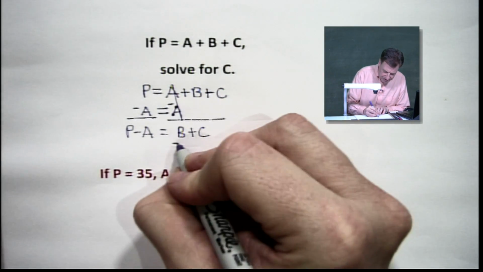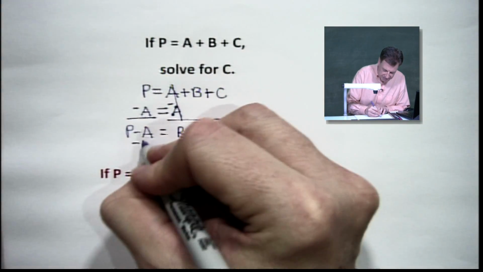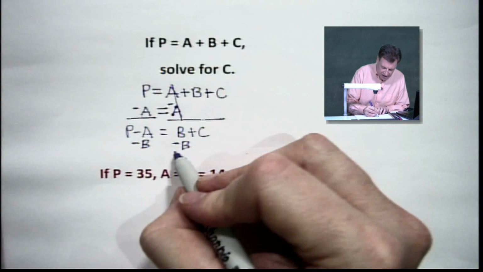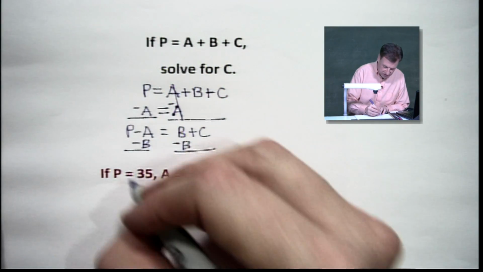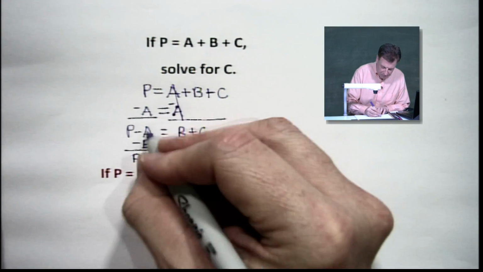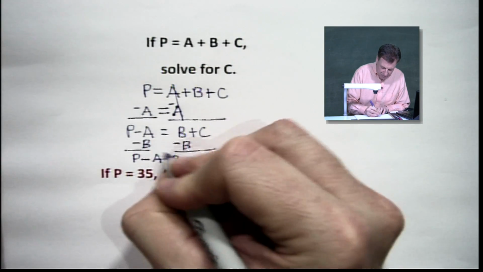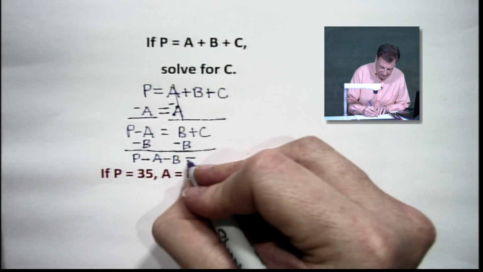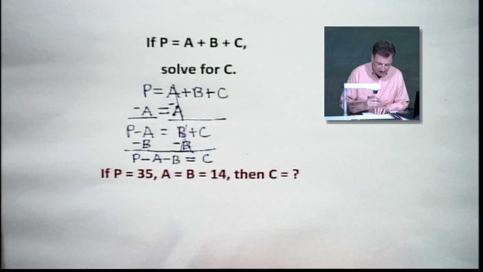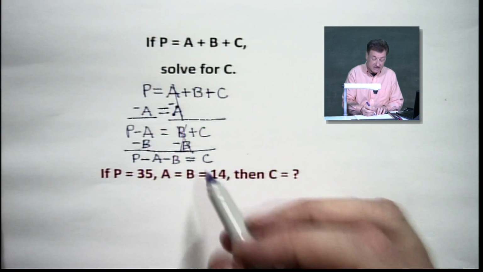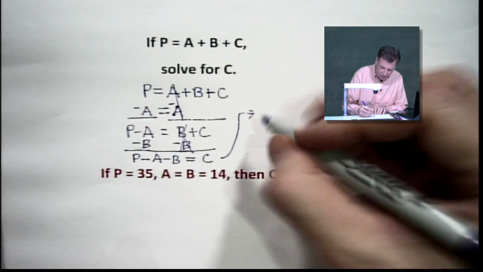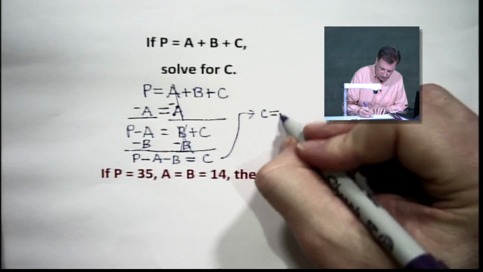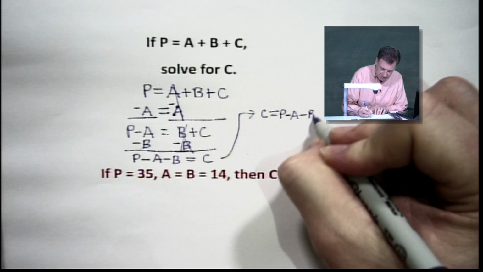Now, let's subtract B from both sides. And things are getting rather hefty on the left, rather skimpy on the right, all right? So we've got P minus A minus B. And finally, we have C by itself. Now, kick on along here. There's your formula. Let's put it up here. C equals P minus A minus B.